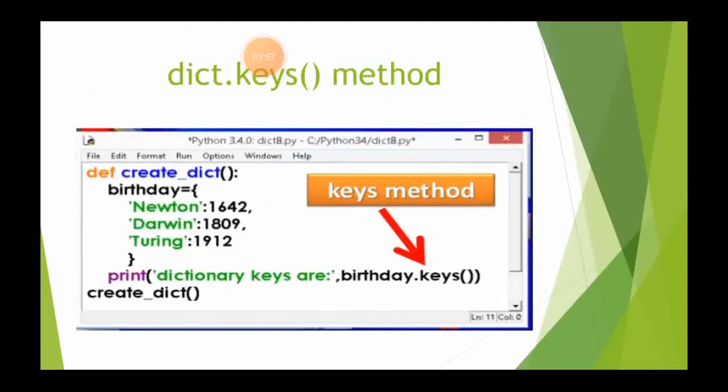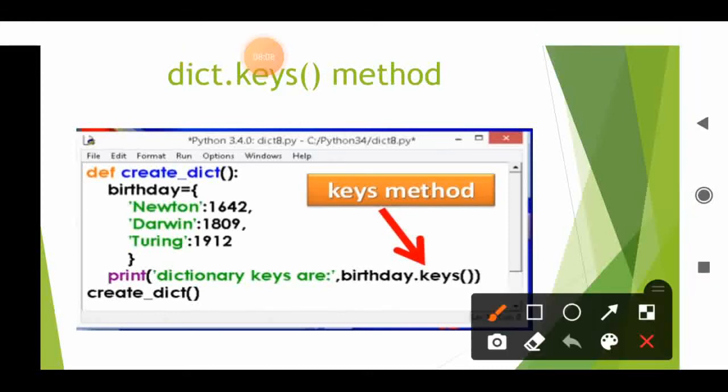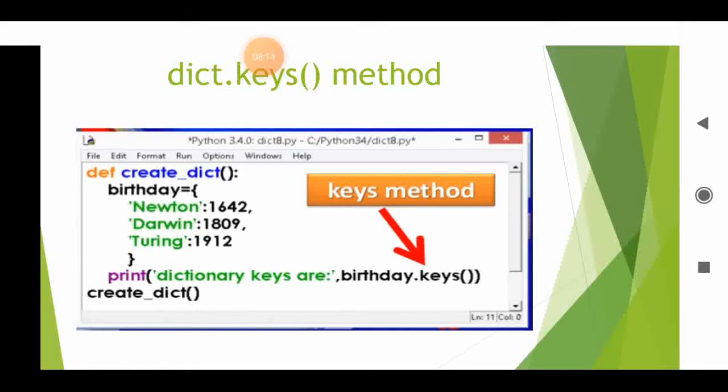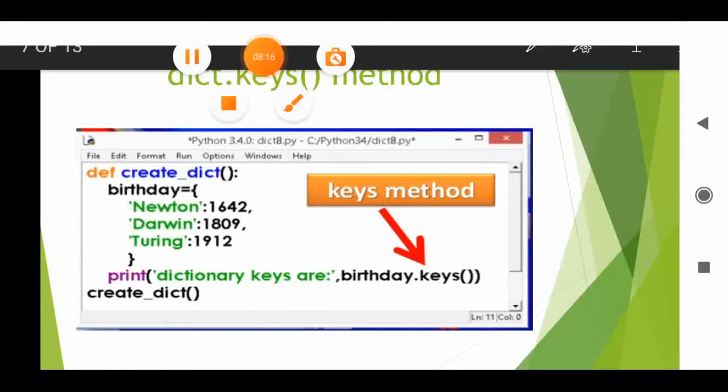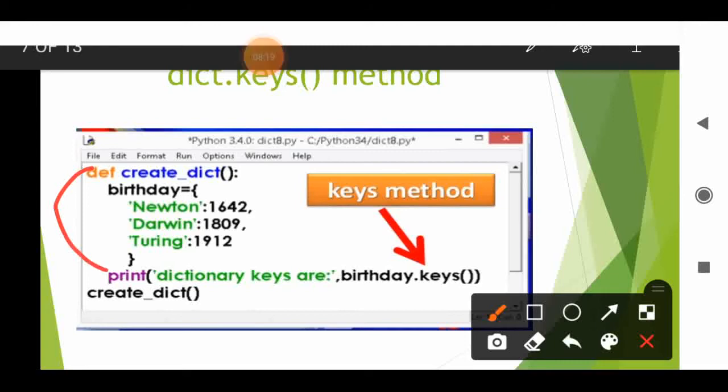The next method, dic dot keys. What is the use of the keys function? Yes, it returns the list of keys in the dictionary. Here def create is the function name. So the compiler will read the function header. The control will move to the print statement. Dictionary keys are birthday dot keys. Here we have used the keys method. So what is the use of the keys method? It will return the sequence of keys in the dictionary. What is our dictionary? Birthday. What are the keys there? Newton, Darwin, Turing. These three are the only key values.